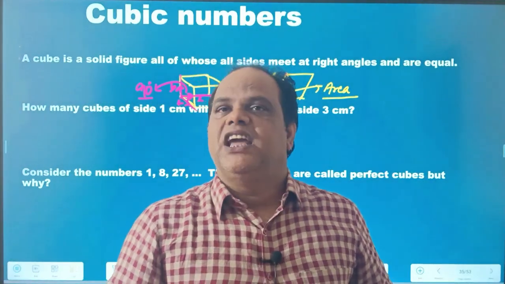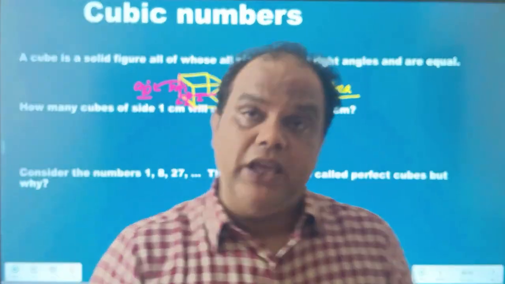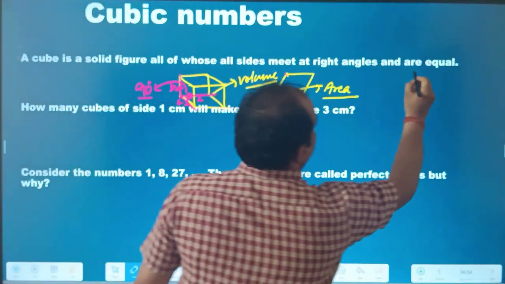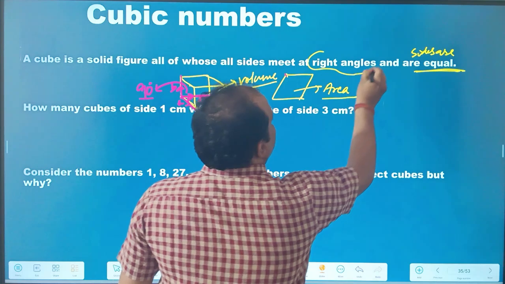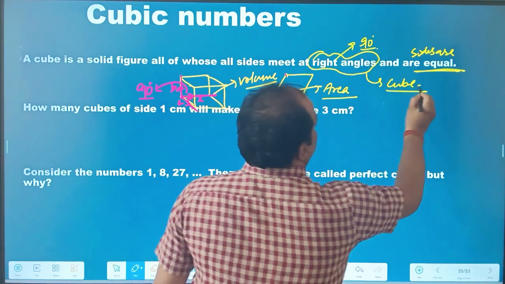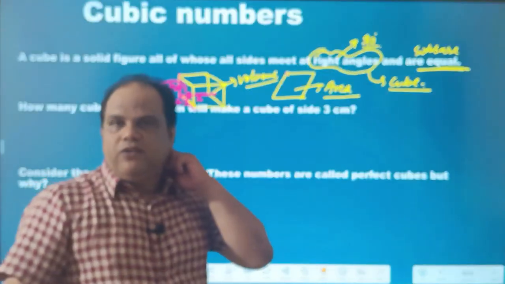So when all the angles between the sides are 90 and the sides are all equal, it can be unit 1, it can be 2, it can be 3, but it has to be equal, right? So when the sides are equal and the angle between the sides is 90 degrees, we call it a cube. That figure we can call a cubical figure.